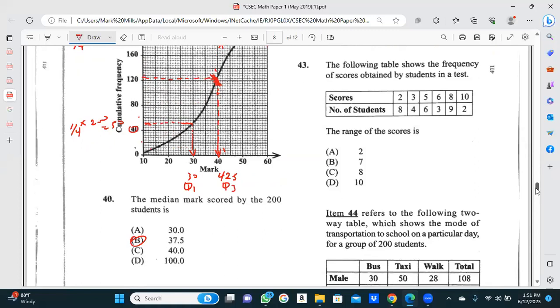Okay, 43. What is 43 now? The range? 8. So 10 minus 2, which will give you 8, all right?